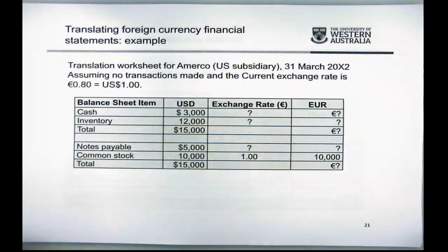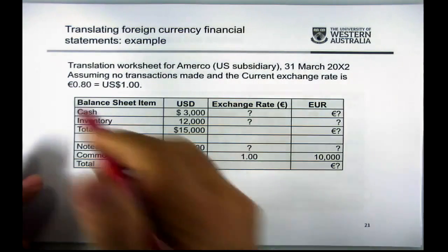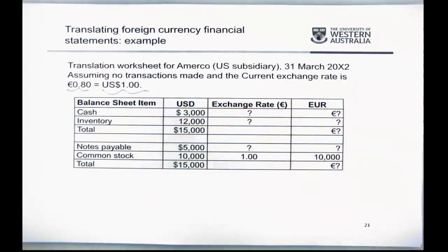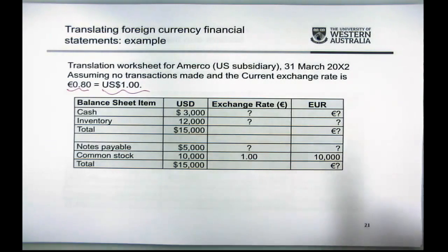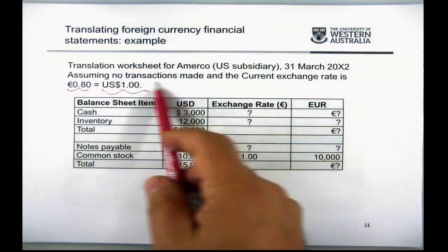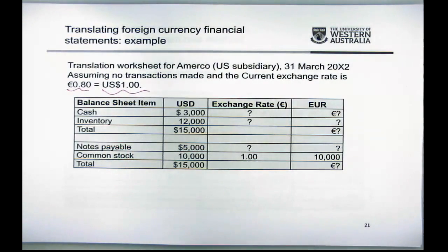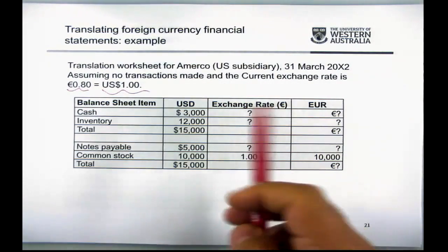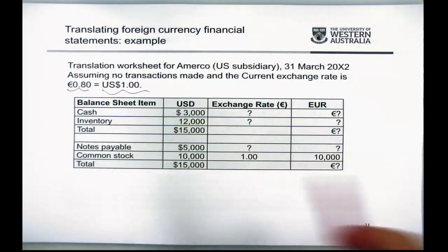Assume that by the end of the first quarter, the exchange rate was 0.8 euros for each one US dollar. So apparently the US dollar became cheaper. Again, for simplicity, we assume that there were no other transactions. The firm didn't do anything, didn't buy or sell anything. So the original accounts in the US dollar remain intact. So these are the accounts in the US dollar.